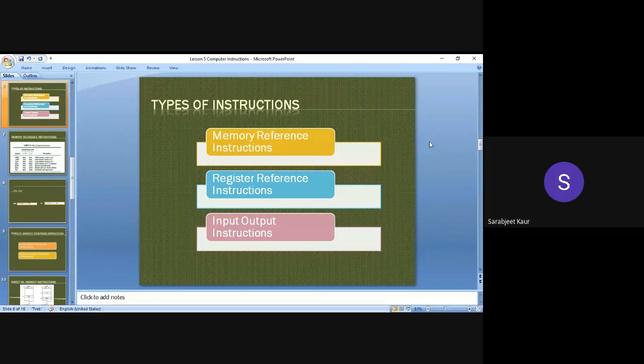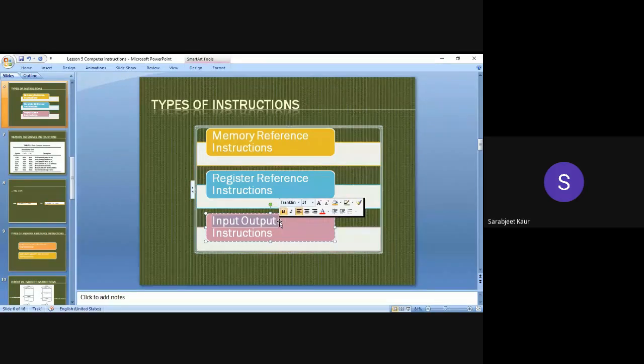And the input output instructions only work with the IO devices. They don't work with the memory again. Obviously, these instructions need to work with the registers, but they don't need to work with the main memory. And their primary goal is to help in the input and output of data.